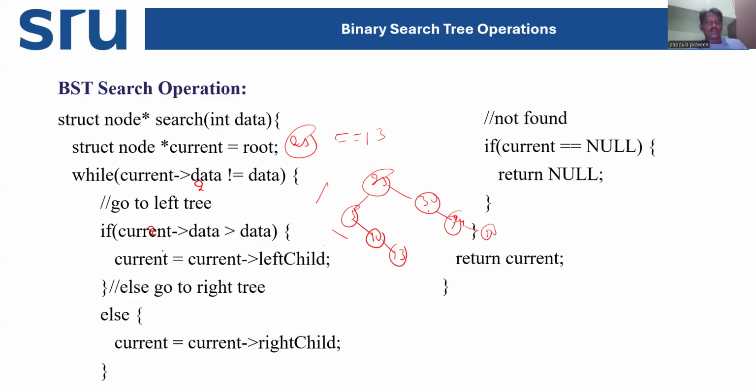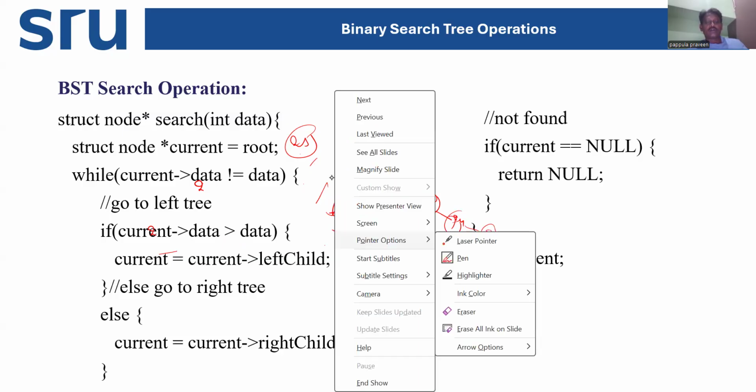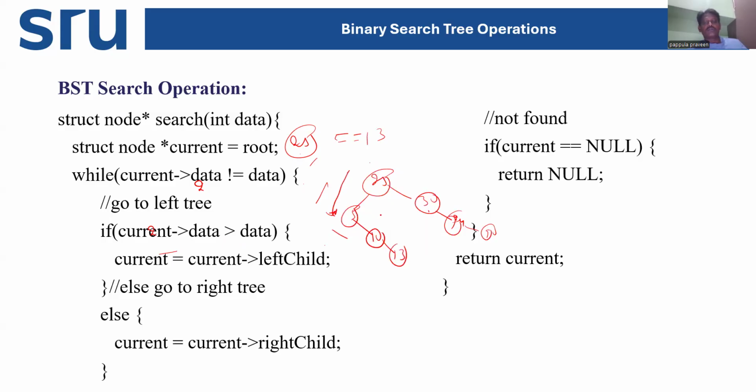Now coming to this example, current data greater than data, so current equals current left. Now we move from the left. Again, go to the next one. While current data is not equal to data, what is current data? 5. Is 5 equal to 13? No. 13 is greater than 5, yes. So then we have to move to the right side.